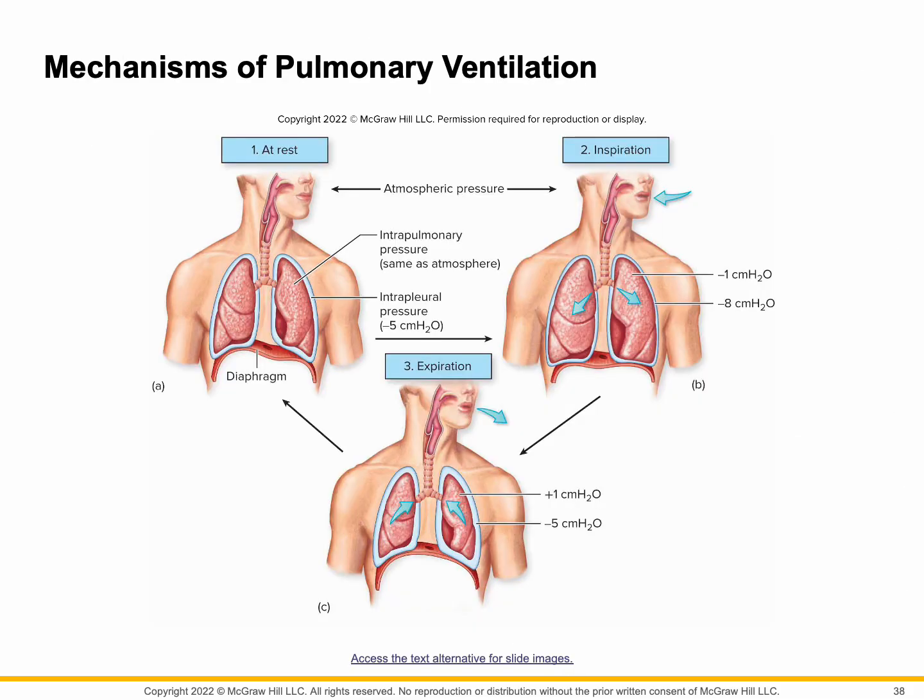So here we can see the mechanism of pulmonary ventilation. At rest, the intrapulmonary pressure is the same as atmospheric. Intrapleural pressure is -5 centimeters of water. During inspiration, the intrapulmonary pressure is -1 centimeters of water, and intrapleural pressure is -8 centimeters of water. During expiration, the intrapulmonary pressure is +1 centimeter of water, and intrapleural pressure is -5 centimeters of water.